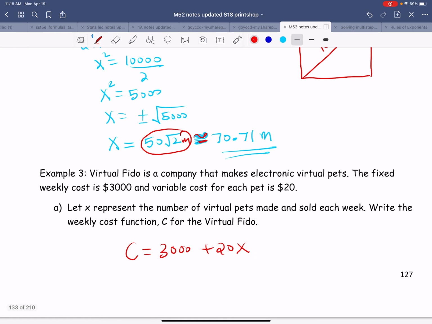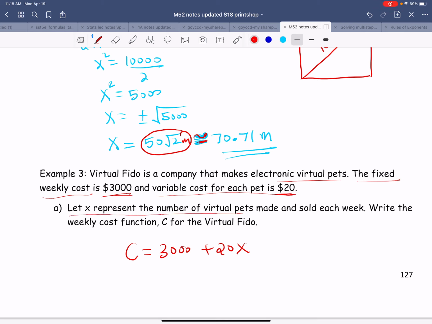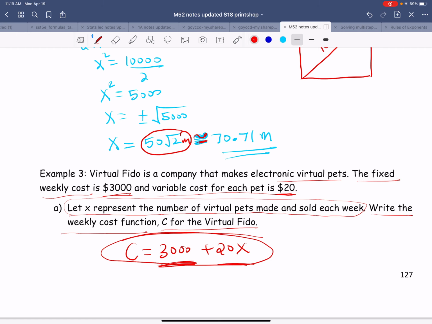Next example, Virtual Fido is a company that makes electronic virtual pets. The fixed weekly cost is $3,000 and the variable cost for each pet is $20. Let x represent the number of virtual pets made and sold each week. So each week we're making x pets. Write the weekly cost function C for the Virtual Fido. Okay, C equals 3,000 plus 20x because this is your fixed cost, this is your variable cost. Because we're making x virtual pets, so cost from those will be 20 times x, 20x. Because each pet costs $20. So this will be a weekly cost function.